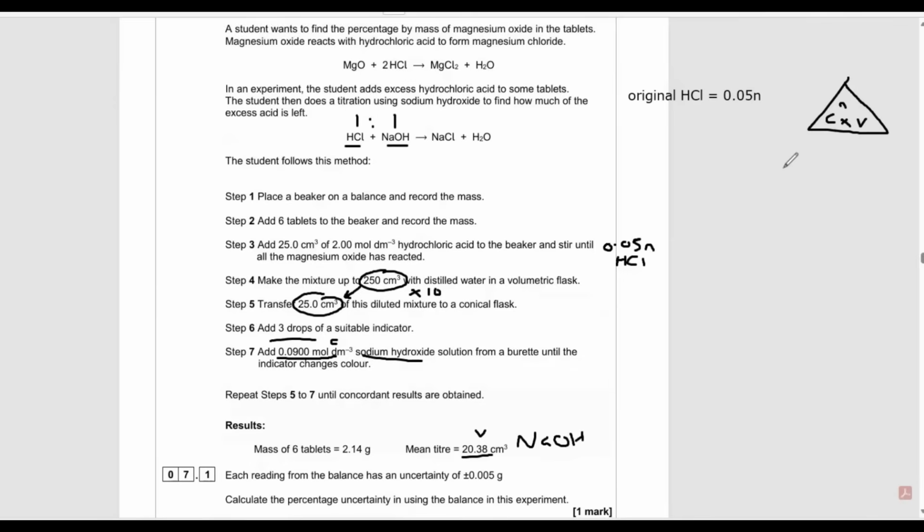So, and it's a 1-to-1 reaction. So if we calculate the moles of sodium hydroxide, you also have the moles of the HCl. So let's get to it. So 0.09 is the conc of the NaOH.